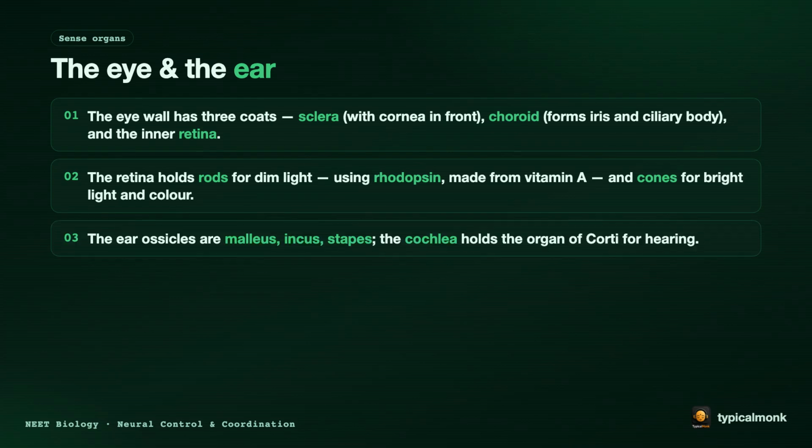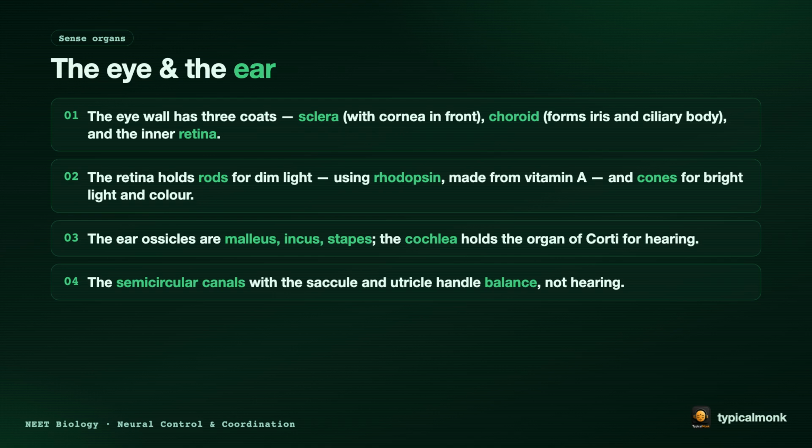In the ear, the 3 ossicles are malleus, incus, and stapes, and the cochlea holds the organ of Corti for hearing. The semicircular canals, with the saccule and utricle, handle balance, not hearing.